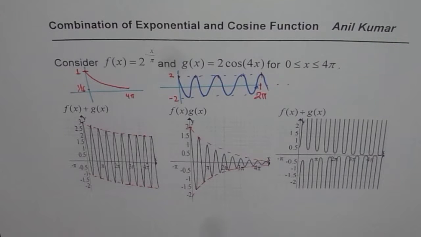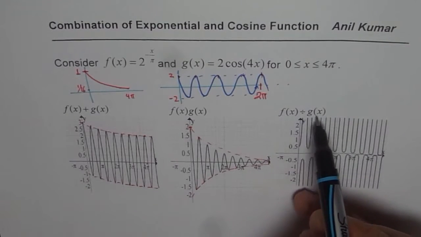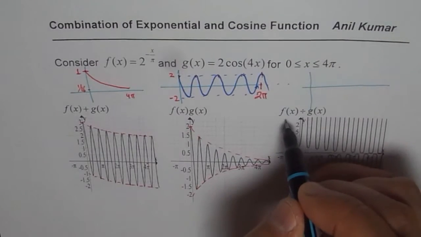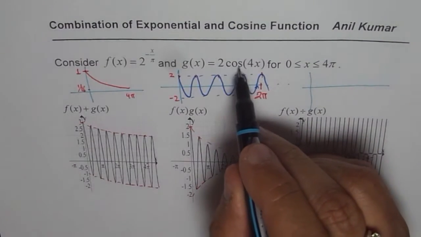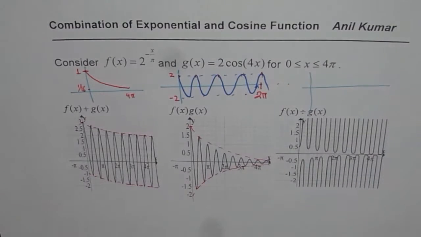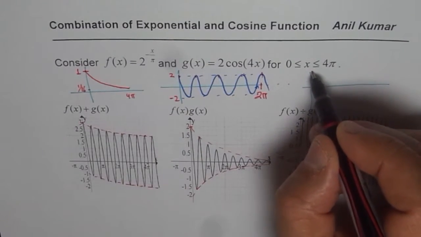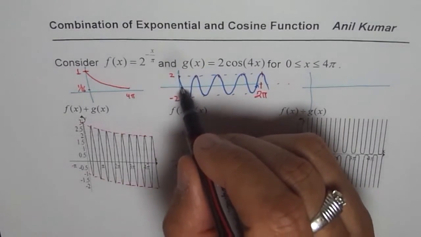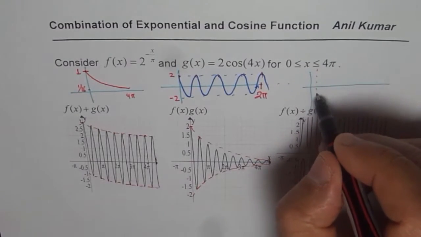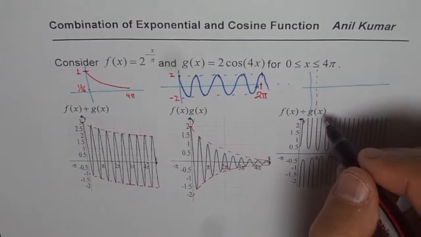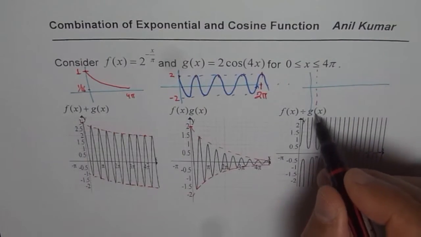Okay, now the last one here is f of x divided by g of x. So when I divide, basically I'm multiplying by the reciprocal of cos of 4x, which is secant, right? So that is what it is. So secant, as you know, is a function which is the reciprocal of this. So it will have vertical asymptotes. Since 1 over 0 is not defined, therefore you see these types of graphs.